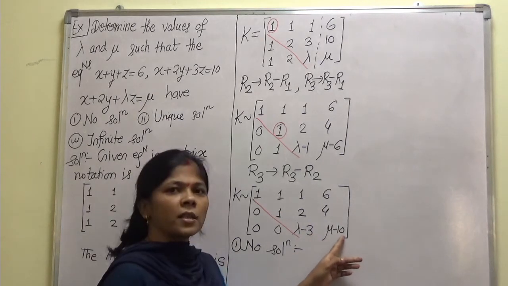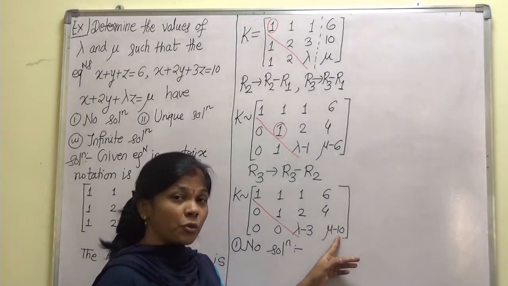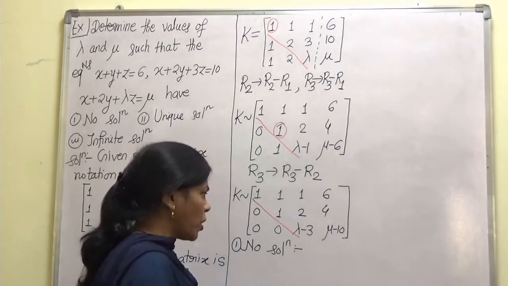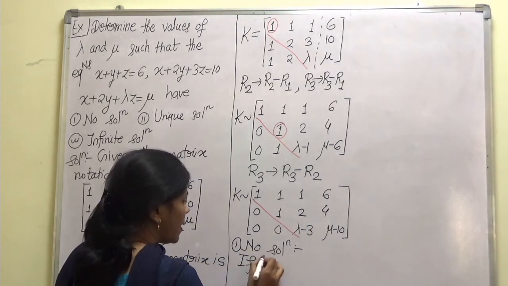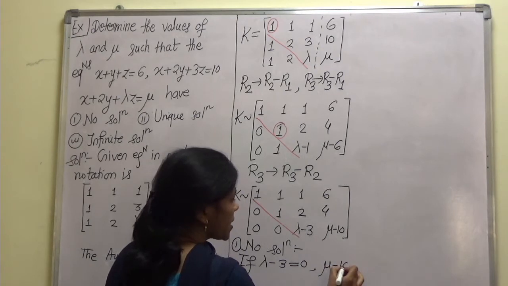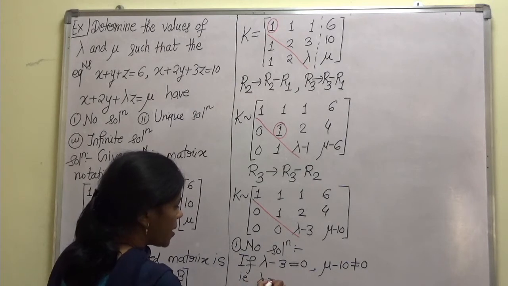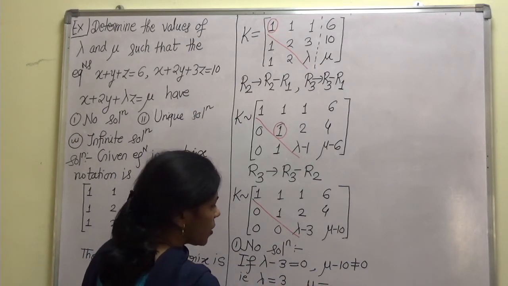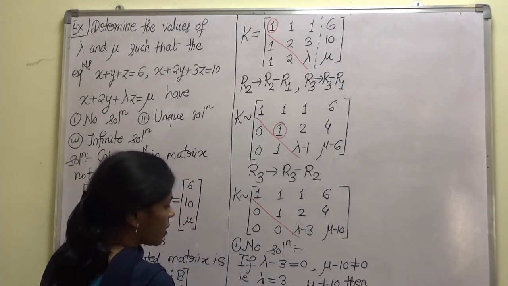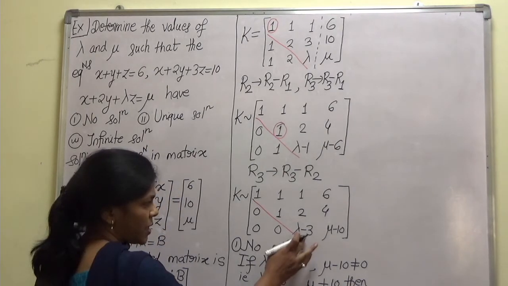So it means what? This element should be 0 or non-zero. This must be non-zero, and as I wish to show rank of A lesser, this element must be 0. So if lambda minus 3 is equal to 0 and mu minus 10 is not equal to 0, that is lambda equal to 3 and mu not equal to 10, then what? Rank of A will be equal to 2, because this becomes 0.